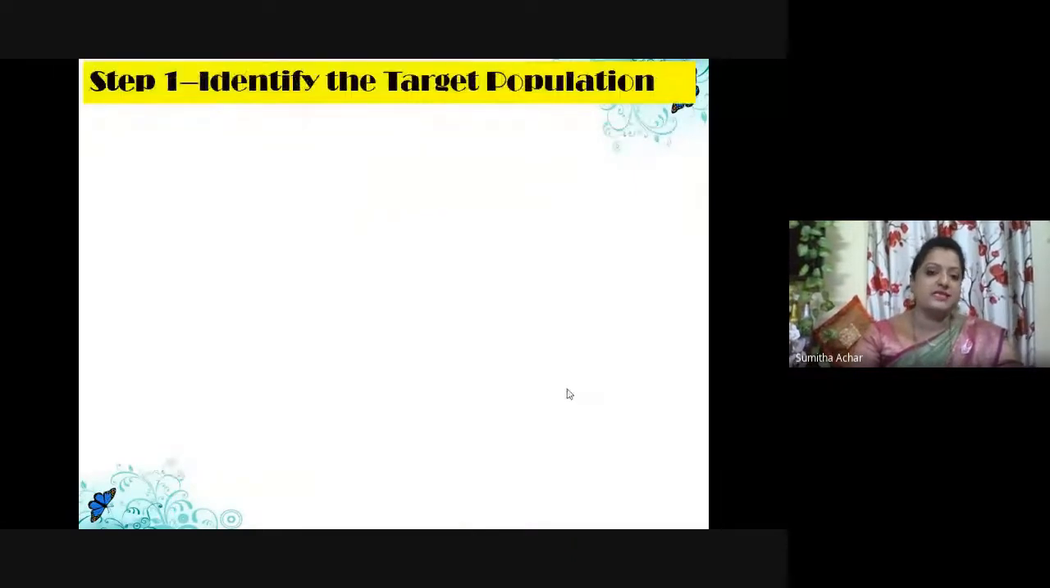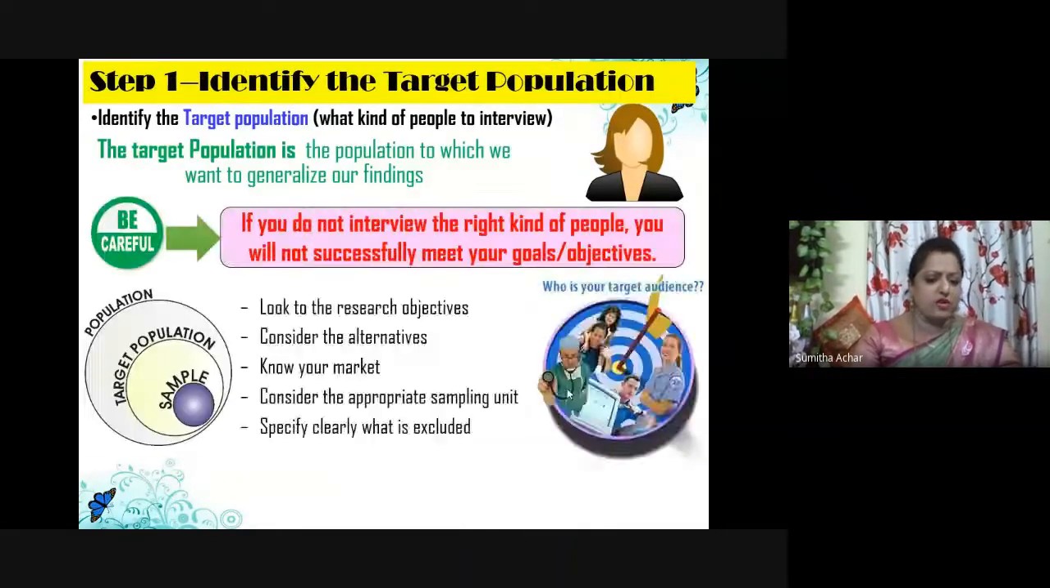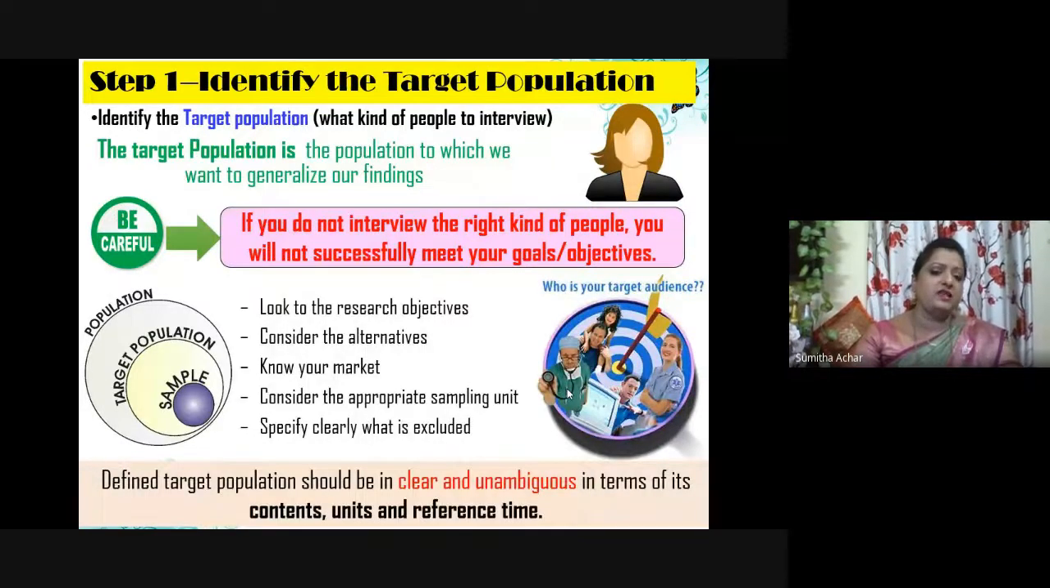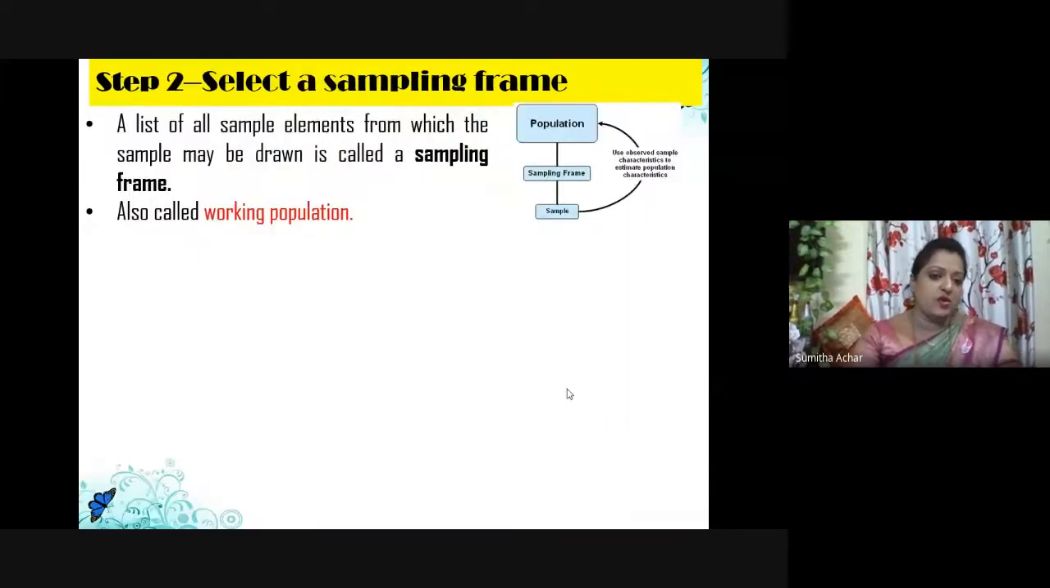So the first step is the target population. I've already told you about this, right? Identify the target population. Have clarity on who your representative samples have to be for your study, right? The researcher should have this clarity, so that the ambiguity can be reduced in your research.